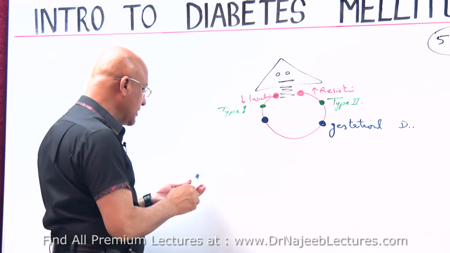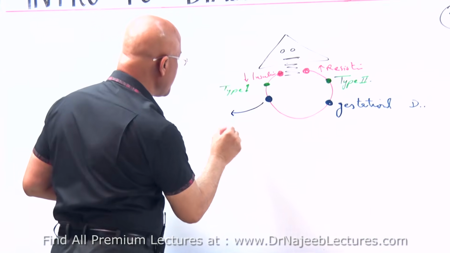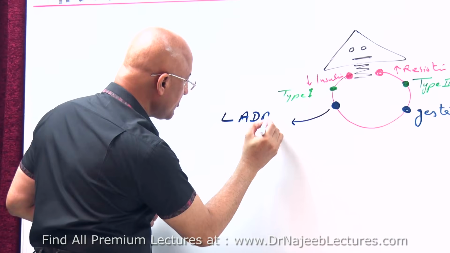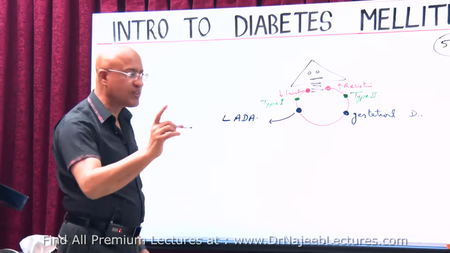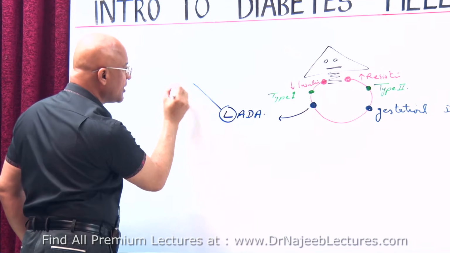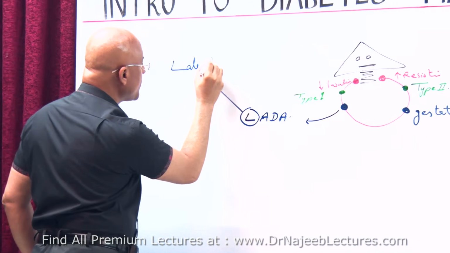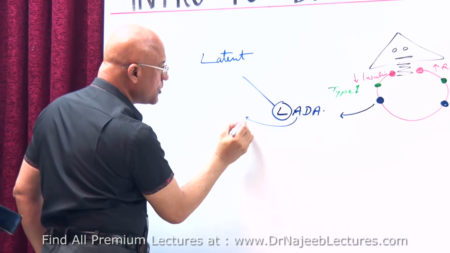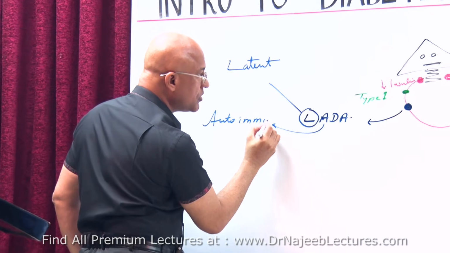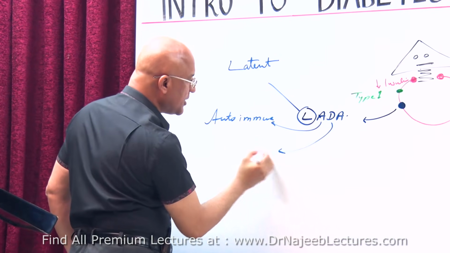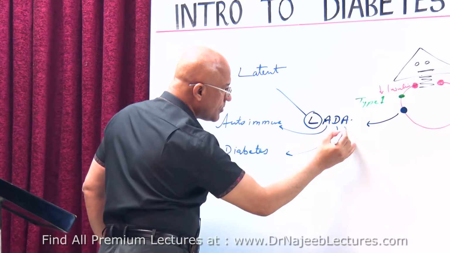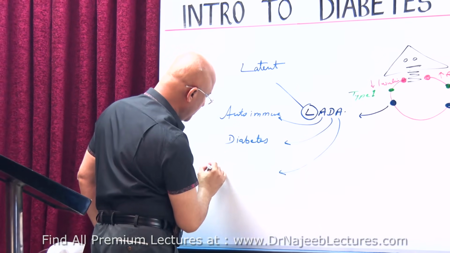Then there is another condition with a very interesting name. We call it LADA. Okay, who will tell me? LADA stands for what? Yes, L stands for latent autoimmune diabetes of adults.